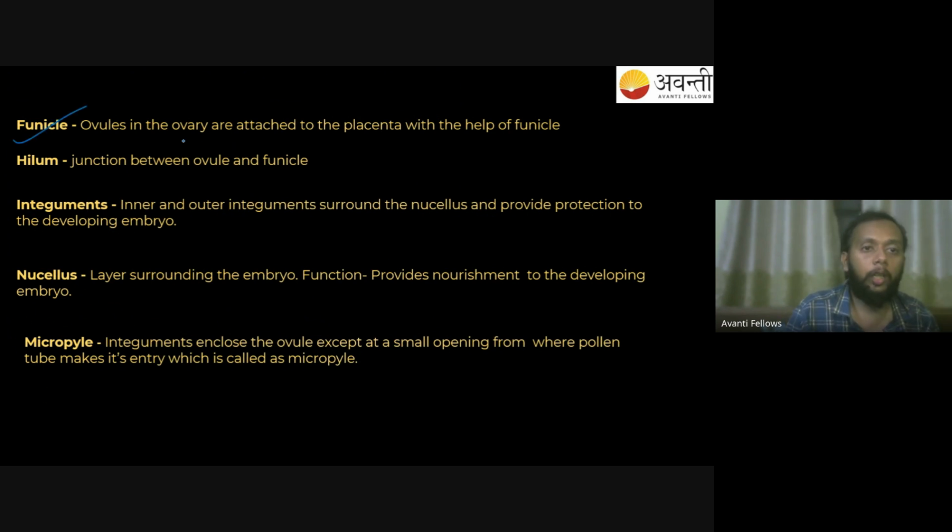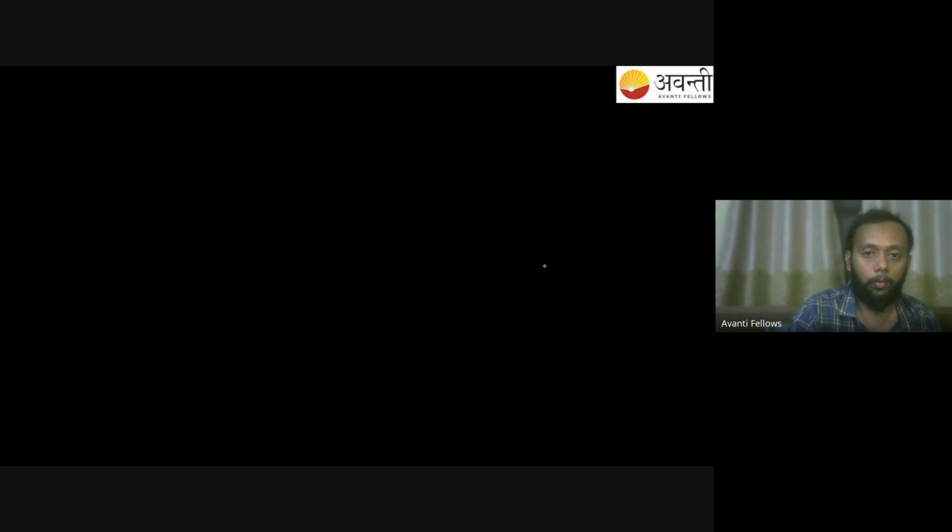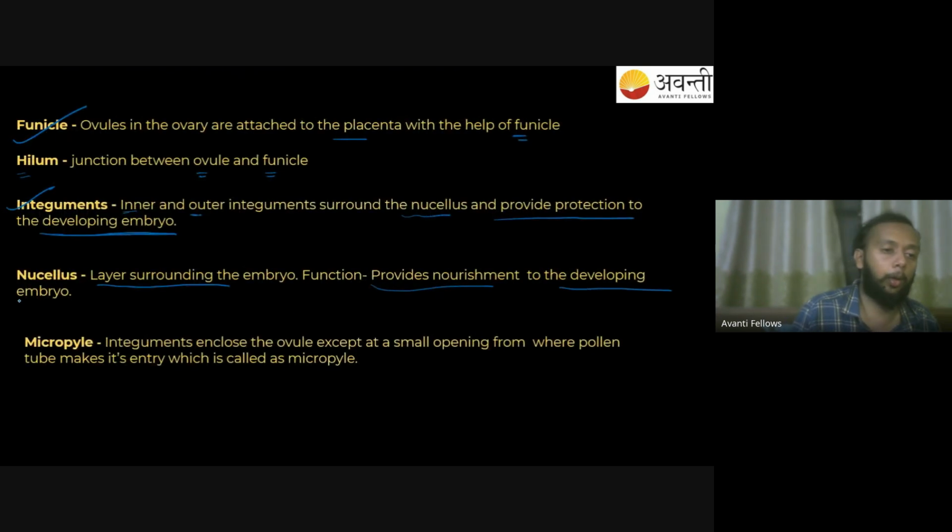Funicle is what? Ovules in the ovary are attached to the placenta with the help of the funicle. Something I've already discussed. Hilum, junction between the ovule and the funicle. Integuments, inner and outer integuments surround the nucellus and provide protection to the developing embryo. So these are my two layers which are known to provide protection to the developing embryo. That's my integument. Nucellus, layers surrounding the embryo, function: provide nourishment to the developing embryo. So nucellus is nothing but all the group of cells you will find in the center, and they're going to play the role in providing nourishment to the embryo. Whatever the embryo is developing inside, usko nourish वहाँ पे करेंगे.